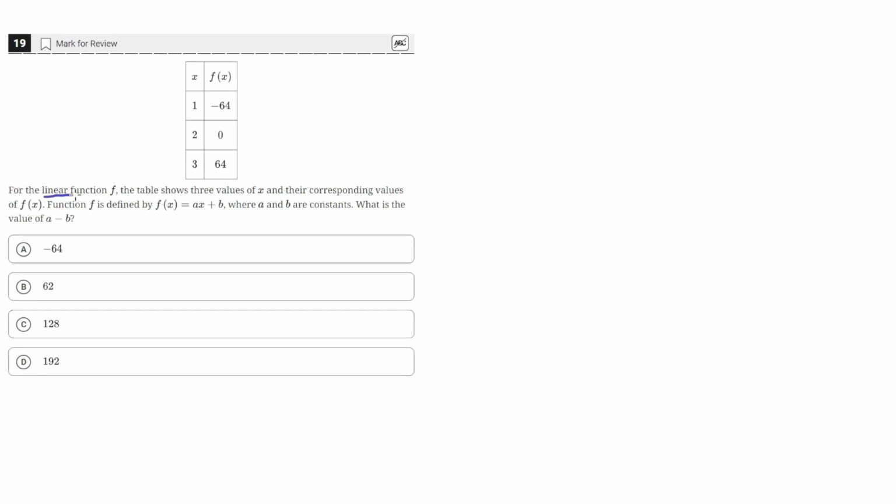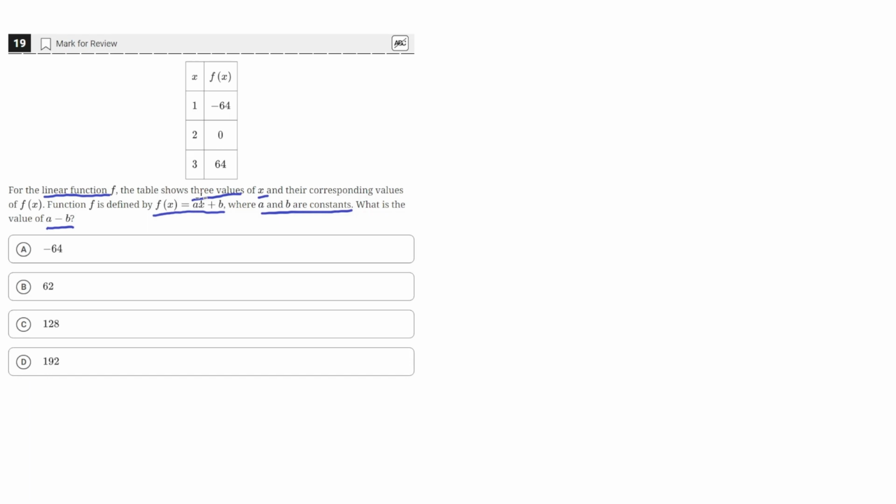For the linear function f, the table shows 3 values of x and their corresponding values of f of x. Function f is defined by f of x equals ax plus b, where a and b are constants. What is the value of a minus b? So we have this table showing us values of x and their corresponding values of f of x. So we can use this to write the equation of a line using this form ax plus b.